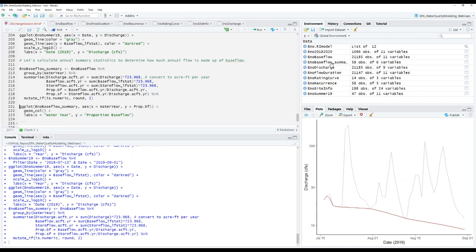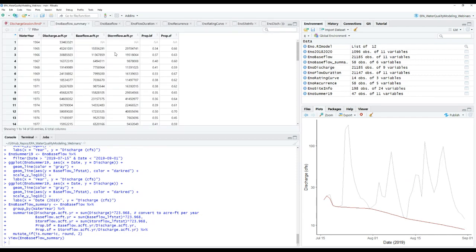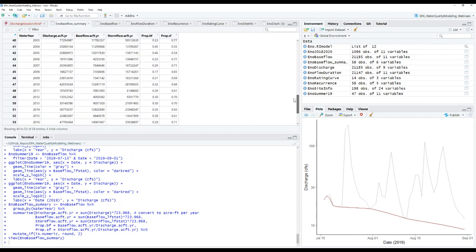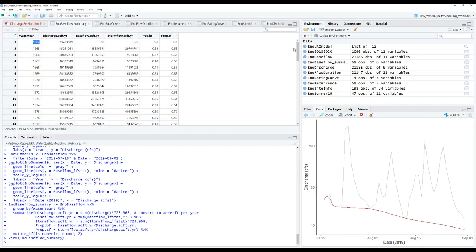So if we go into that summary file, we can look at our water year. Again, the first and the last water year will have NAs because it won't use the first 12 and the last 12 observations in the cycle. You could expand your discharge observations if you wanted to make sure that you have a full water year. So just be aware of that. But then we can look at, okay, what's our proportion base flow across the years? And these two should add up to 1. So 0.34 plus 0.66 is 1, and so forth.